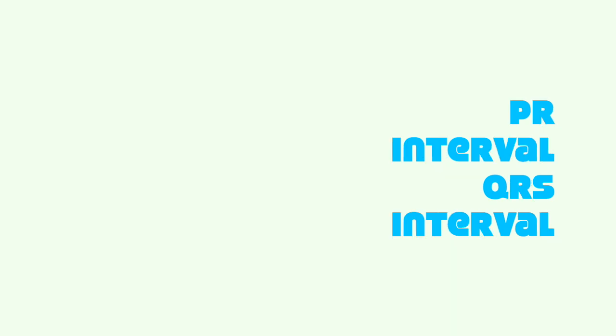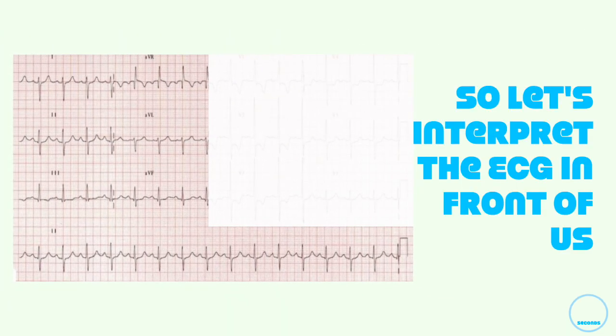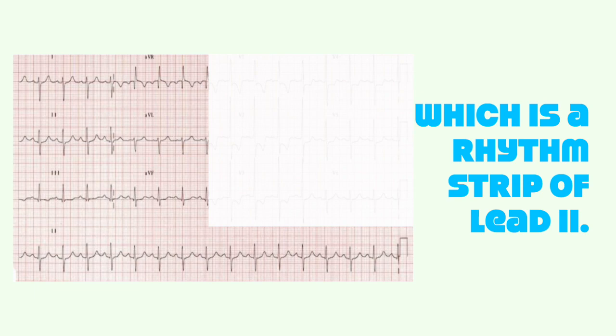A good order to follow would be rate, rhythm, presence of P waves, PR interval, QRS interval, any ST elevations, T wave inversions, and then look at the cardiac axes. And the answer to some of these questions can be answered by just looking at the limb leads. So let's interpret the ECG in front of us. We are going to look at the bottom lead, which is a rhythm strip of lead 2.